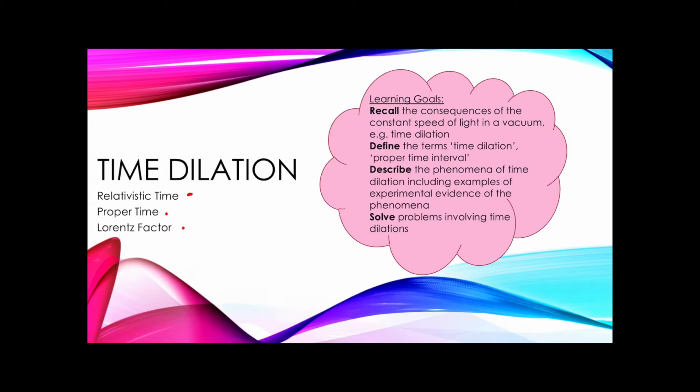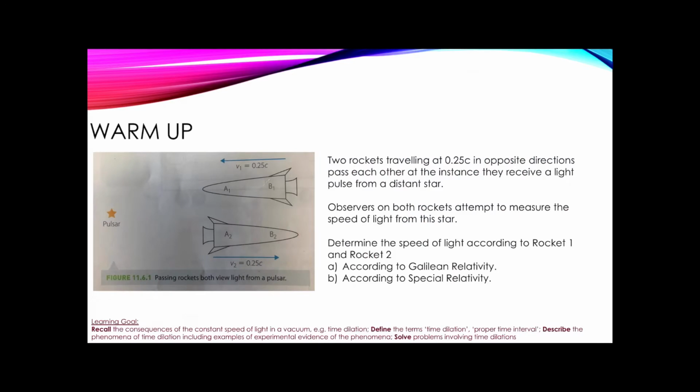So we have quite a number of goals for today's lesson, but today's lesson really extends for the entire week. So we're looking at consequences of the constant speed of light in a vacuum, defining some new terms of time dilation and proper time interval, describing time dilation, including experimental evidence, and obviously we're going to be able to solve some problems at the end of today's lesson as well. But before we get into that, let's start with a warm-up.